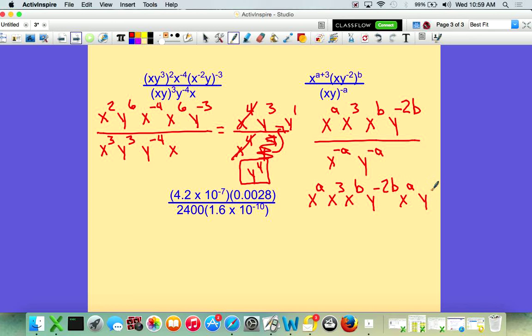So then that would look like this. Then we've got a whole bunch of x's here. We need to add these together. So remember, we can go a plus a ends up being a 2a plus 3 plus b to combine all of our x's there. And then for our y's, we've got y to the a minus 2b.